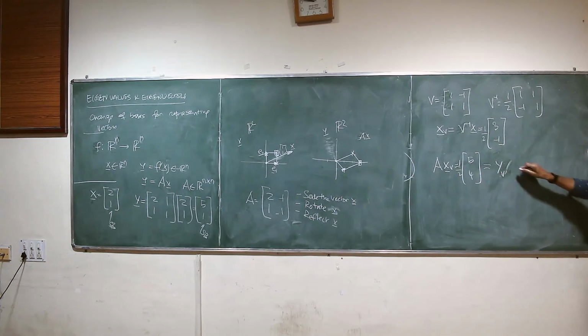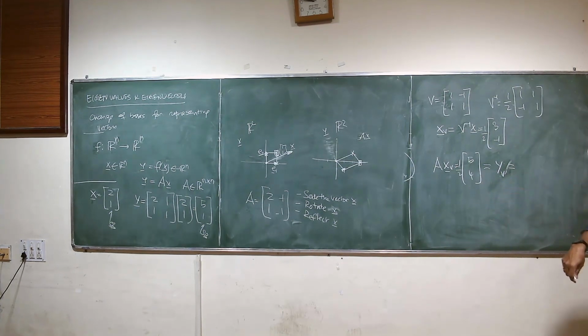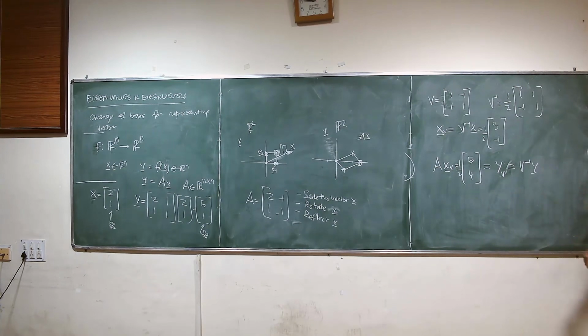But what is yv? How do you get yv? Well, I know y. How do I get yv, representation of y in the V basis? Well, this should be equal to this, right? You can verify. You will find that this is not equal to this. That means there is a problem.